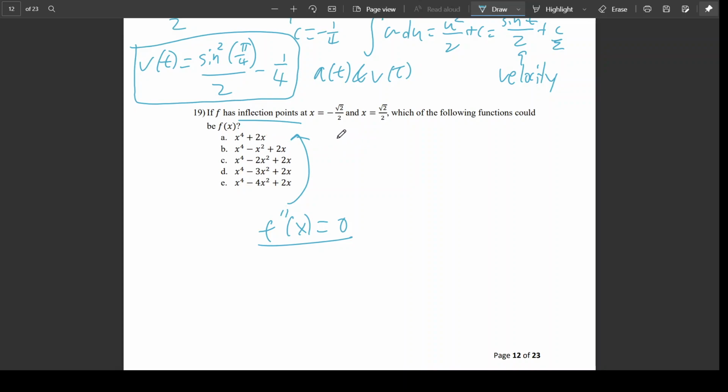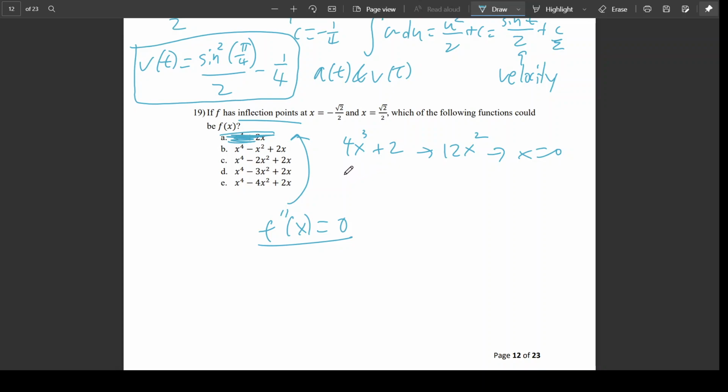So for this first one, the first derivative is going to be 4x cubed plus 2, and the second derivative is going to be 12x squared. And you notice that the only time this is equal to 0 is x equals 0, right? So that's not going to work. Option A is out.